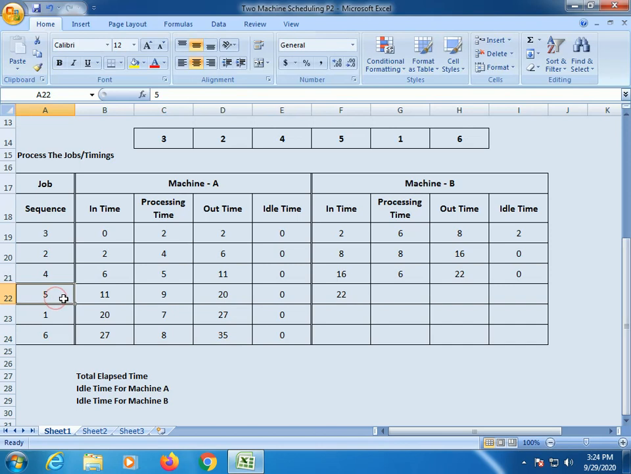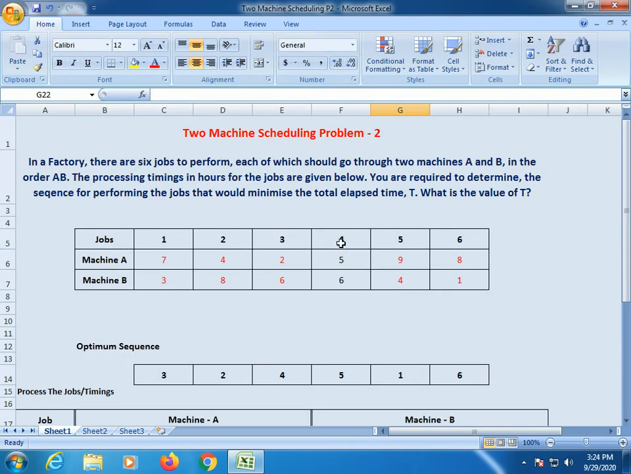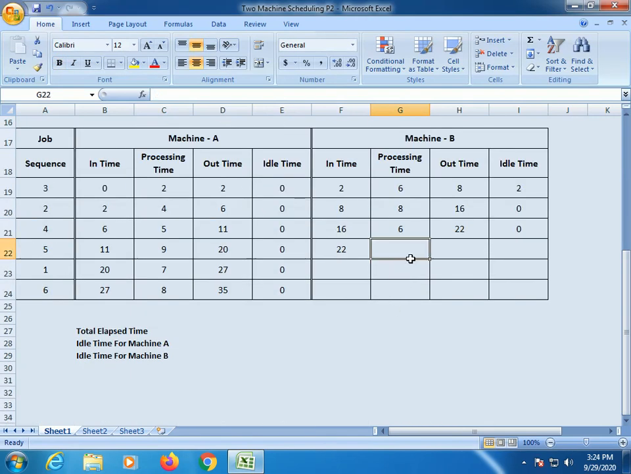The fifth job processing time relating to machine B is 4. So here we have to take 4, and I am just calculating the out time. 22 plus 4, so 26. So what about the idle time? Here, the machine B idle time: the previous job out time and the present job in time are both the same, so idle time is 0.